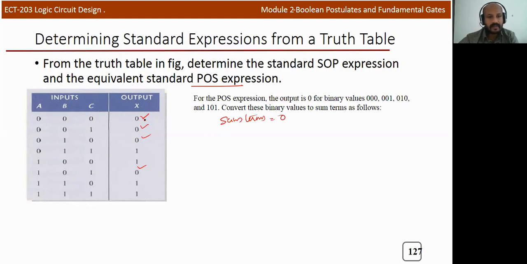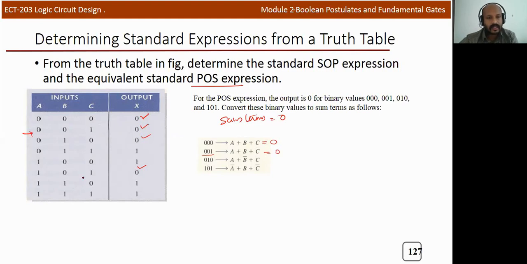So the first term is ABC, 0 0 0, so we can write a plus b plus c. This is a sum term: when a is equal to 0, b is equal to 0, and c is equal to 0, your output will be 0. The second term is 0 0 1, and we need the output to be 0 when 0 0 1 occurs. So in this sum term, a plus b plus c bar, c is equal to 1, then c bar is equal to 0, so the output is equal to 0.